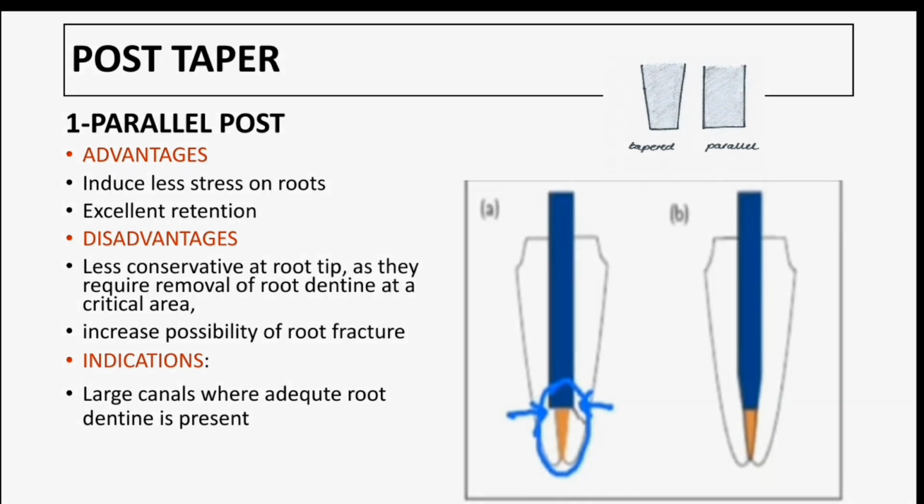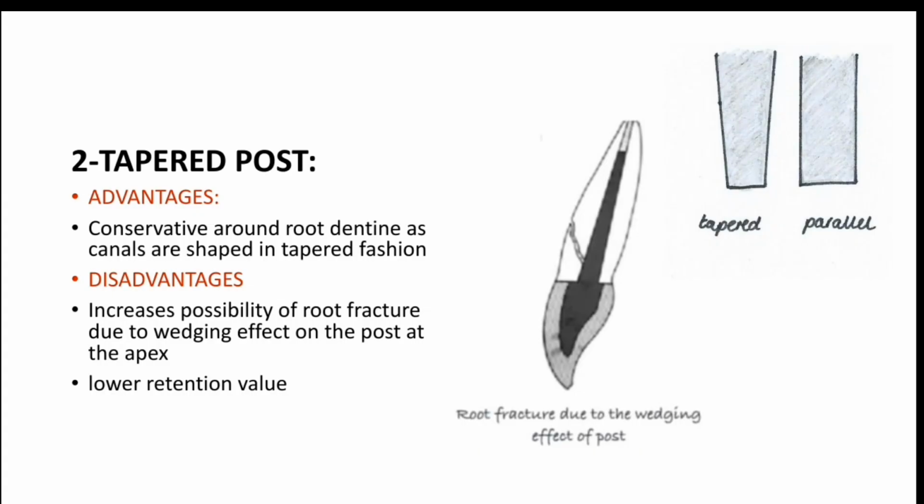Next is the tapered post. We can see clearly it is only a tapered post, not a parallel tapered post or a parallel post. It has the advantage that it is conservative of root dentine, as canals are shaped in a tapered fashion. So that is good. But the disadvantage is that it has greater chances of root fracture because of the wedging effect of the post, and so lower retention value.